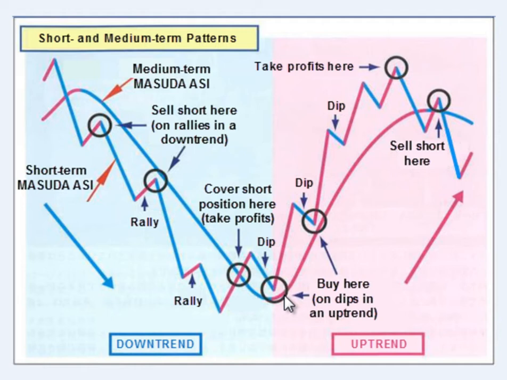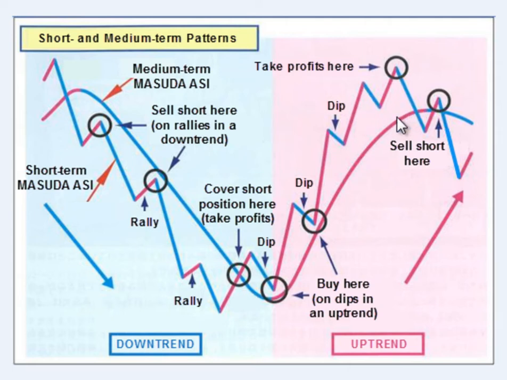And there are a couple of other characteristics here. First of all, when the medium-term Masuda Ashi line is in a downtrend, i.e. when it is blue, the short-term Masuda Ashi line usually traces its path below the medium-term line, as you can see here. And vice versa, when the medium-term Masuda Ashi line is in an uptrend, when it's pink, the short-term Masuda Ashi line usually traces its path above the medium-term line.